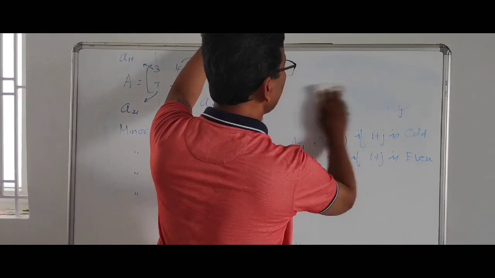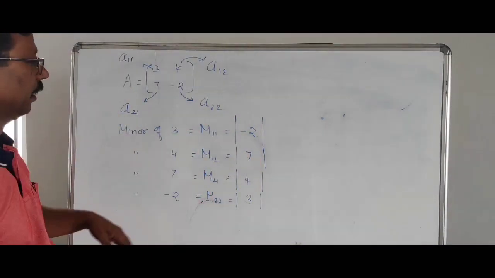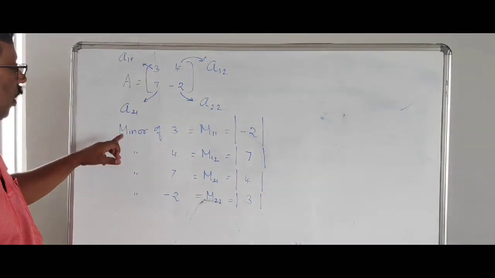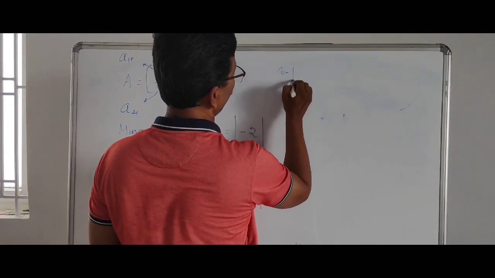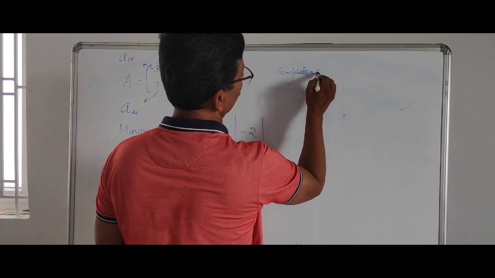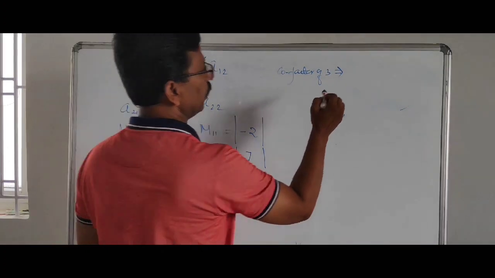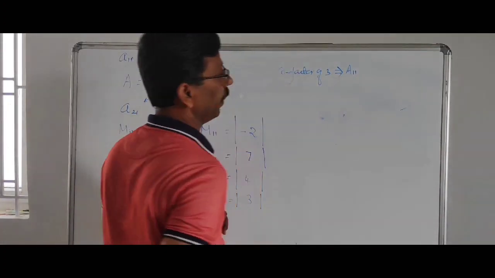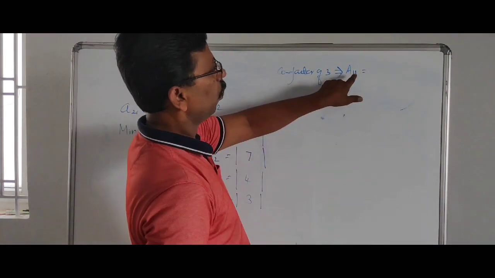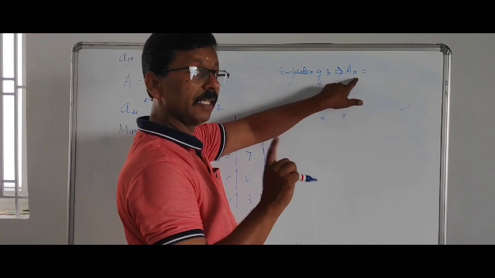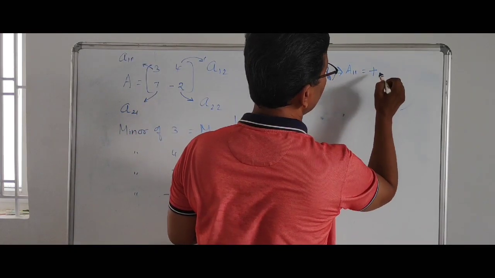Now the cofactor for this matrix is obtained by assigning this sign. Let us find the cofactor of the first element, 3. The cofactor of 3 is denoted by A11, which is equal to (-1) to the power 1 plus 1, and 1 plus 1 is 2, an even number. Therefore, we can assign a positive sign to this minor.